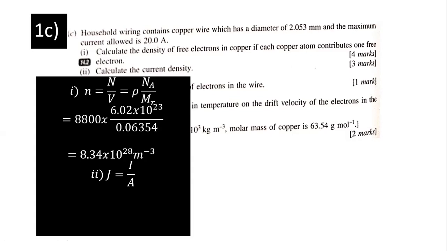After that, you are asked to calculate current density. You just want to play with the formula: current divided by area. Current is 20, divided by 2, and convert it to meter squared.